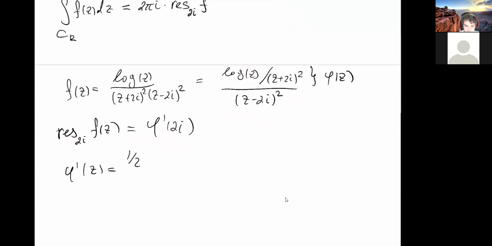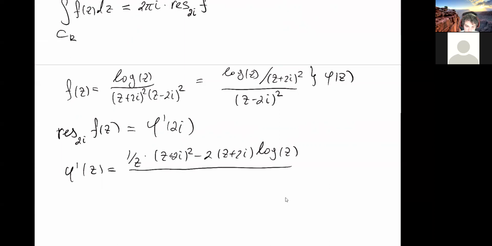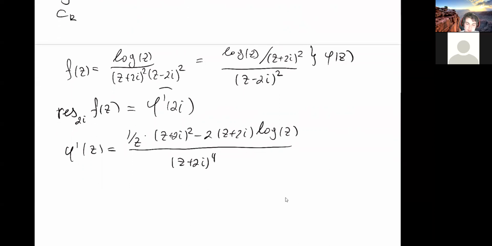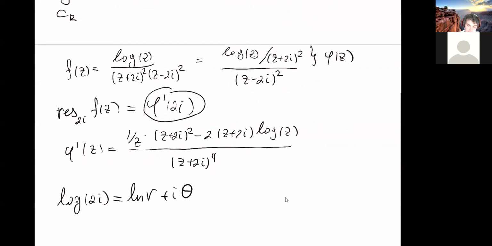So it's 1 over z times z plus 2i squared minus 2 times z plus 2i logarithm of z, divided by z plus 2i to the fourth. All right, and now we need phi prime of 2i. So in particular, we are going to need a logarithm of 2i. And what's logarithm? It's logarithm of r plus I theta. So what is r? R is 2. And now we need to compute the theta.